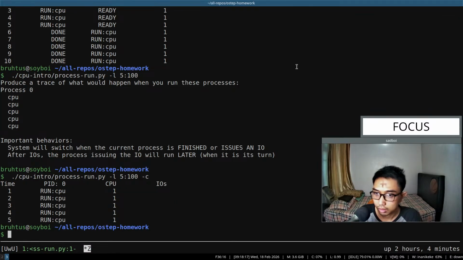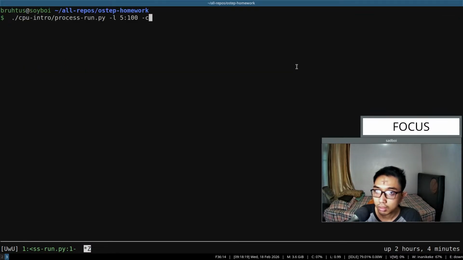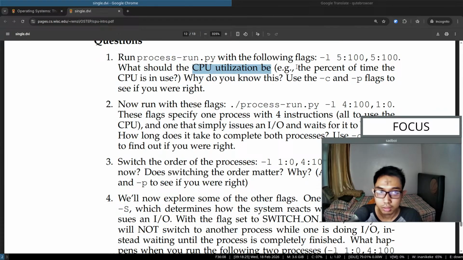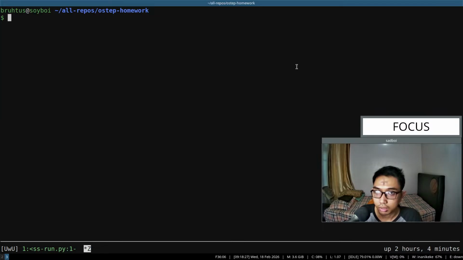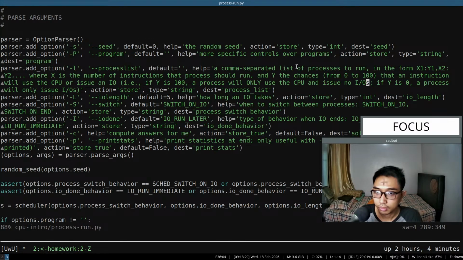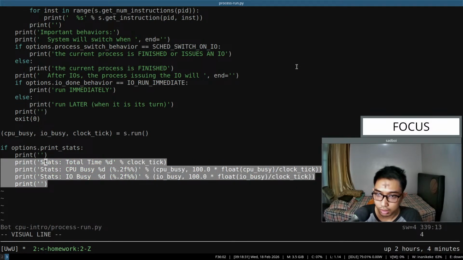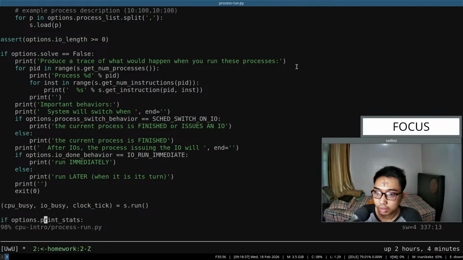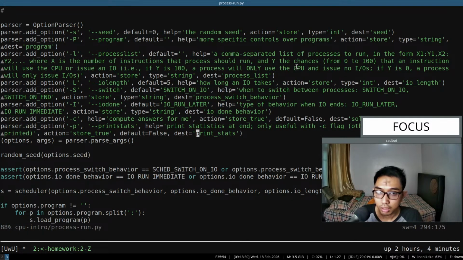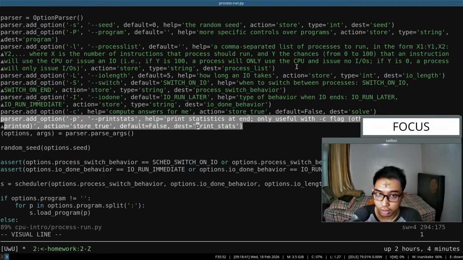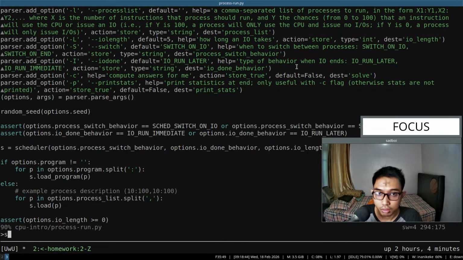Alright. Interesting. 100C, okay. And then put the P flag, right? This one. We're printing the status. I mean, yeah, this is the one, right? Or statistic, maybe is the word.